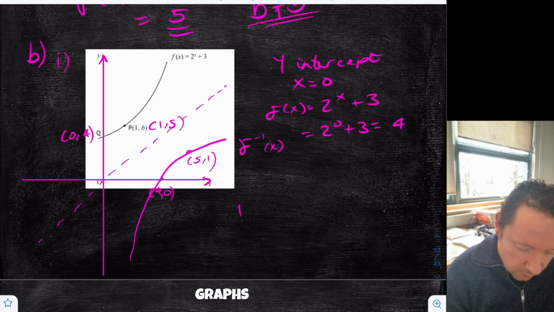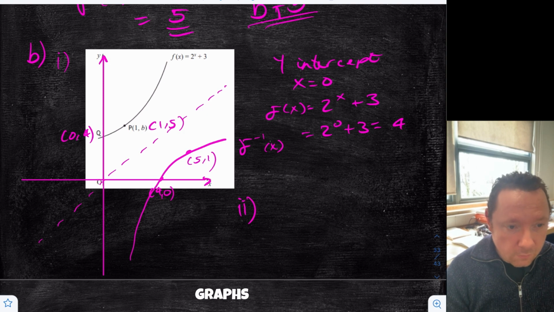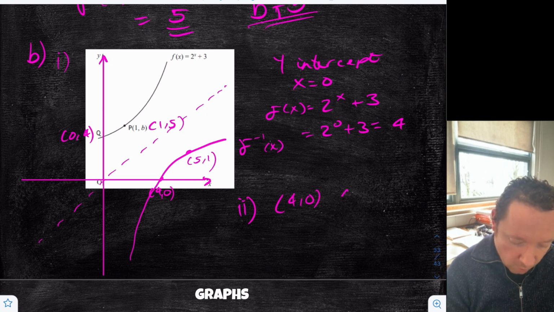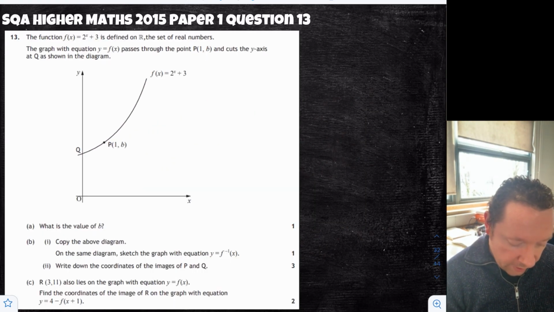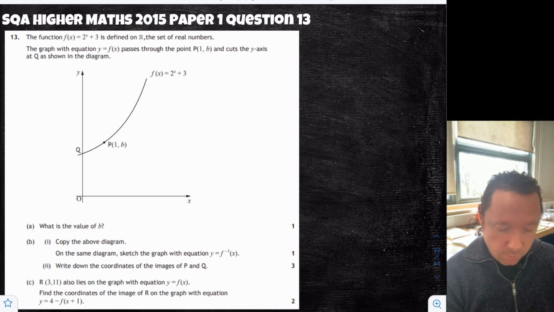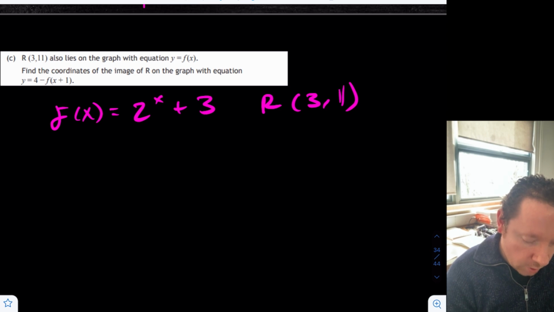And then for part two, I've already done the work for it. The images of P and Q, we've got (4, 0) and we've got (5, 1). And we're done there. Part C says R(3, 11) lies on the graph of y equals f of x. Find the coordinates of the image of R on the graph of y equals 4 minus f of x plus 1. So writing down f of x again, f of x was 2 to the power of x plus 3. And we know that R lies on this, which is (3, 11). So our new equation is y equals 4 minus f of x plus 1.